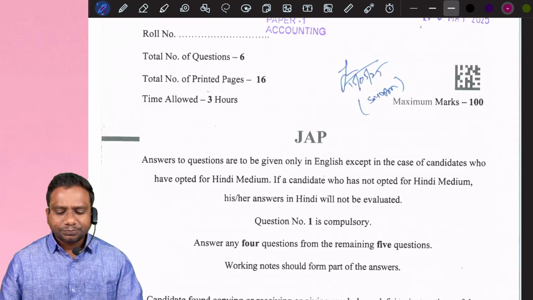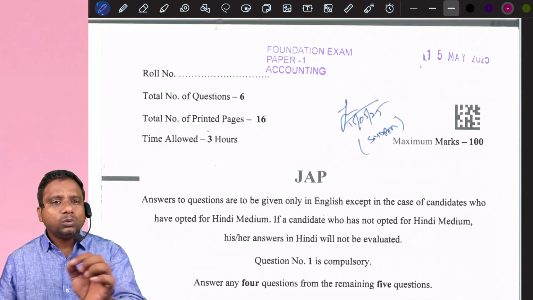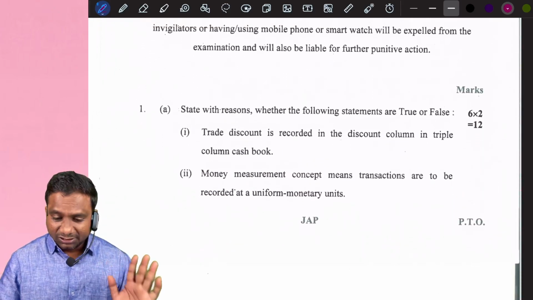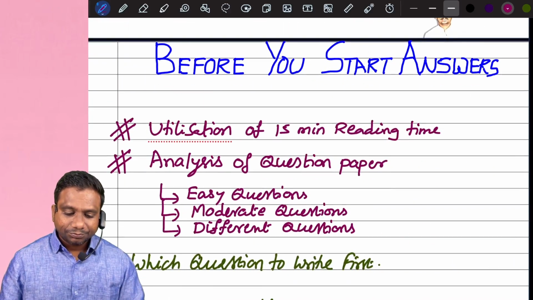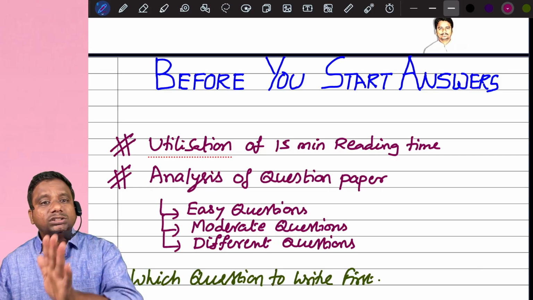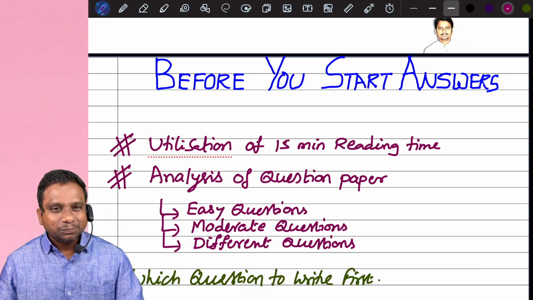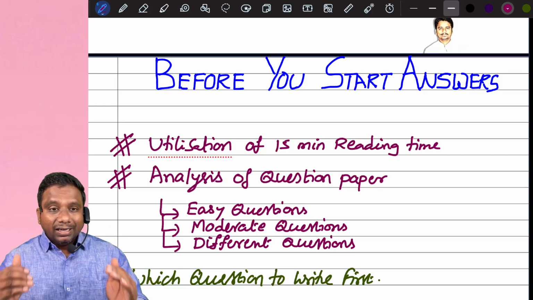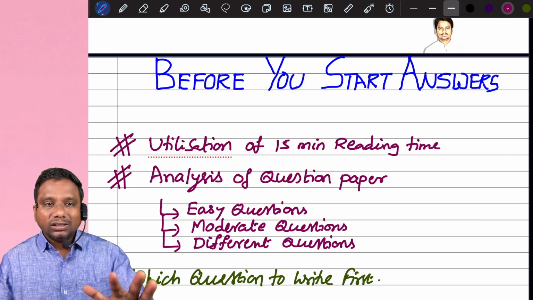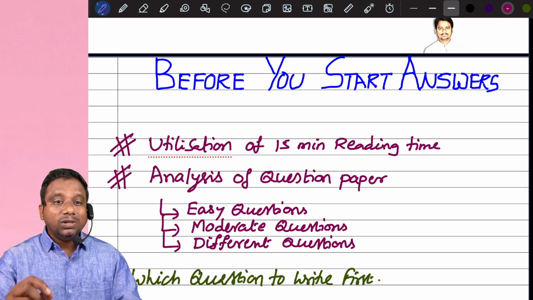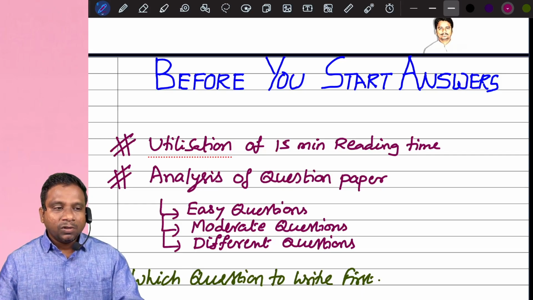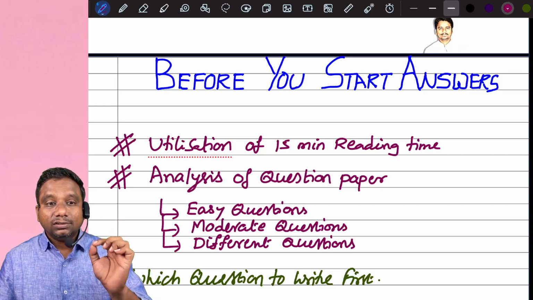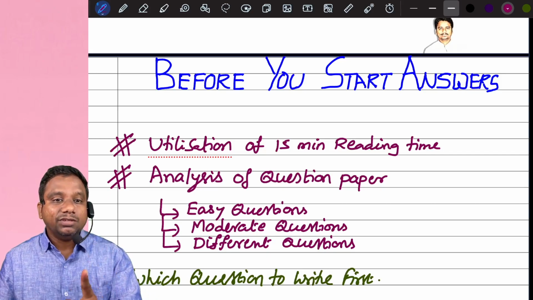Now for that, here I am taking the May 2025 question paper for reference purposes. Is it clear? Yes sir. Now look at this first. Before you start your answers, we have 15 minutes of reading time. Enter the exam hall by 1:30 or 1:35. By 1:45 you get your question paper. Within that time you have to utilize the 15 minutes effectively and efficiently.